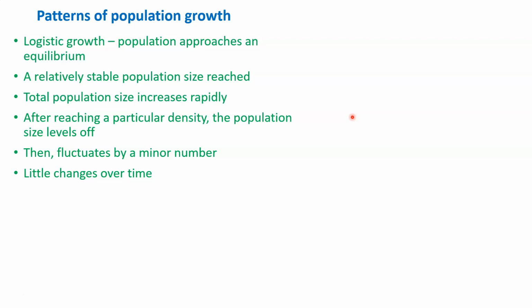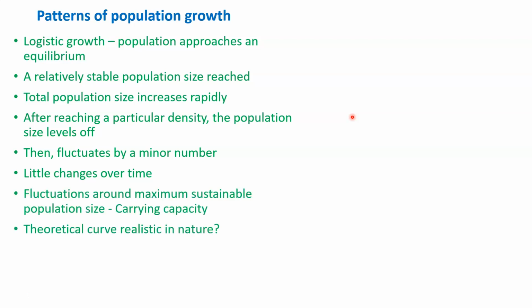After that particular point, certain population growths and declines happen, but only to a minor degree. So the population fluctuations will happen to a minor degree. The overall shifts in population size after that point are going to be very little. That fluctuation happens around the maximum sustainable population size, and that maximum sustainable population size is called the carrying capacity.